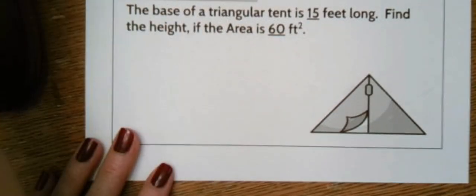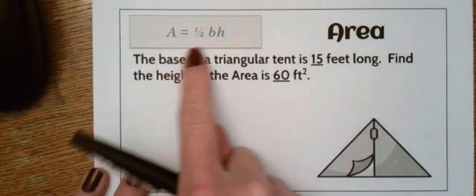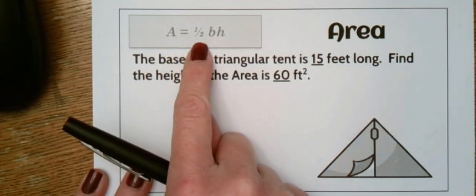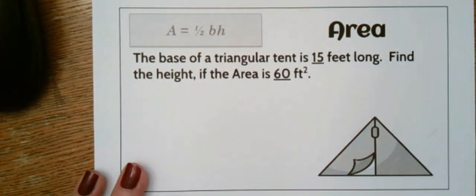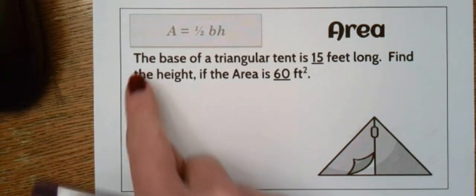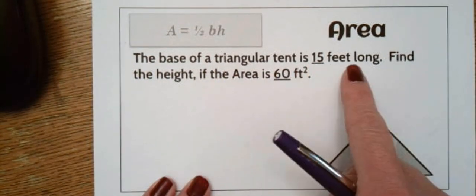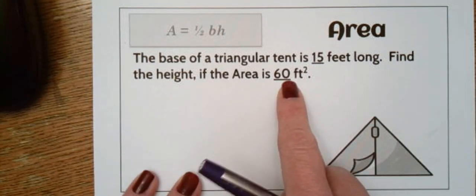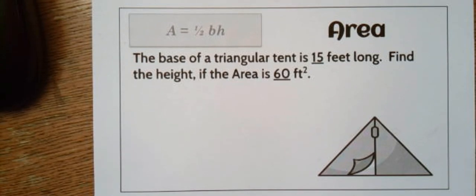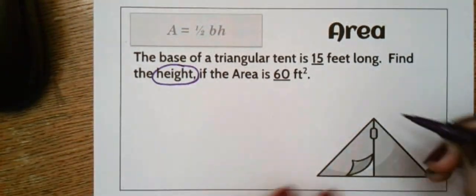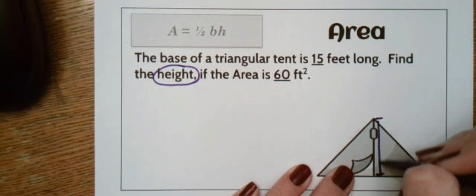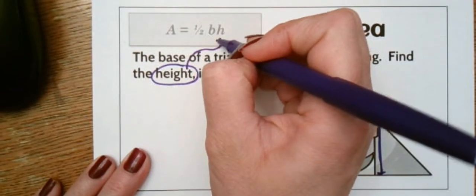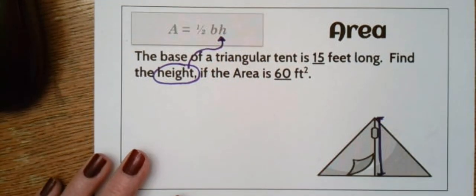All right, let's try the area for a triangle. Be sure in your notes on the left that you write this formula for area of a triangle. Area equals 1/2 times base times height. Okay, let's read what we're being asked. The base of a triangular tent is 15 feet. Find the height if the area is 60. I'm asked to find the height of this triangular tent. That's the distance from top to bottom here in the middle of the tent. So I'm going to be solving for this variable in the equation, the h.